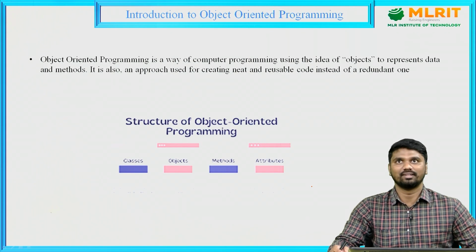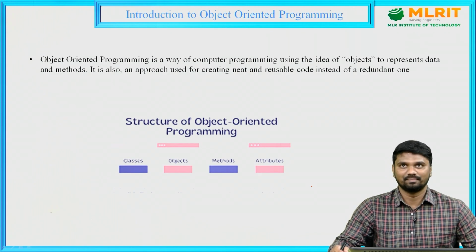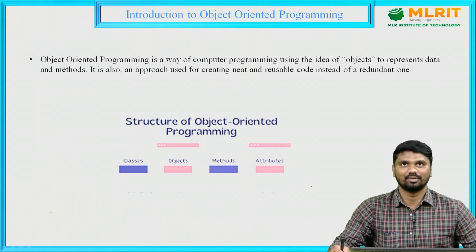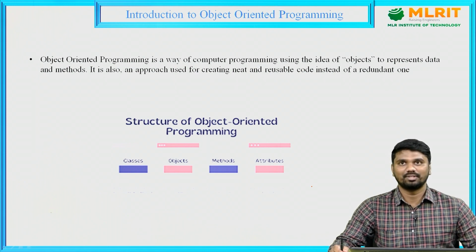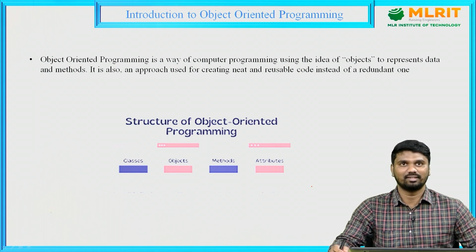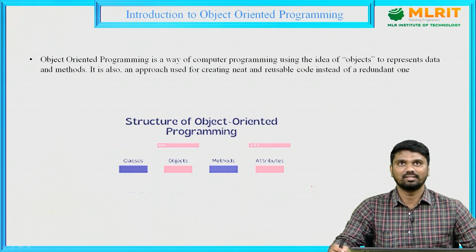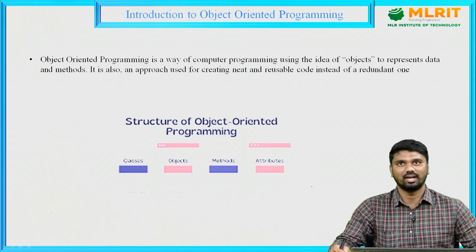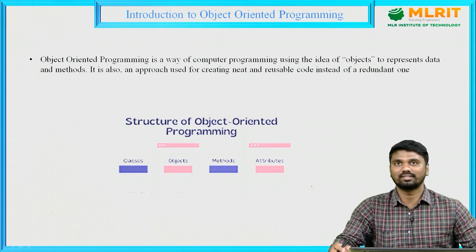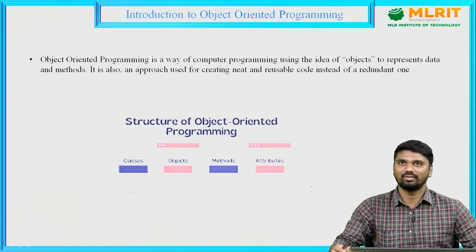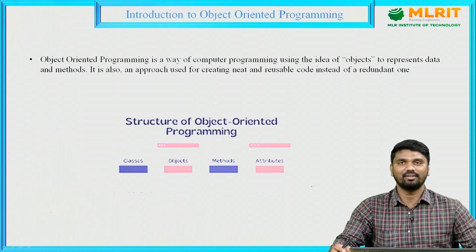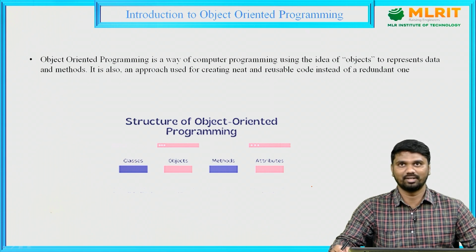So first here, object oriented programming. What is this object oriented programming? First of all, it has a structure. That structure contains class, objects, methods and attributes. This is the structure of an object oriented programming. Object oriented programming methodologies is different from this structure of object oriented programming.